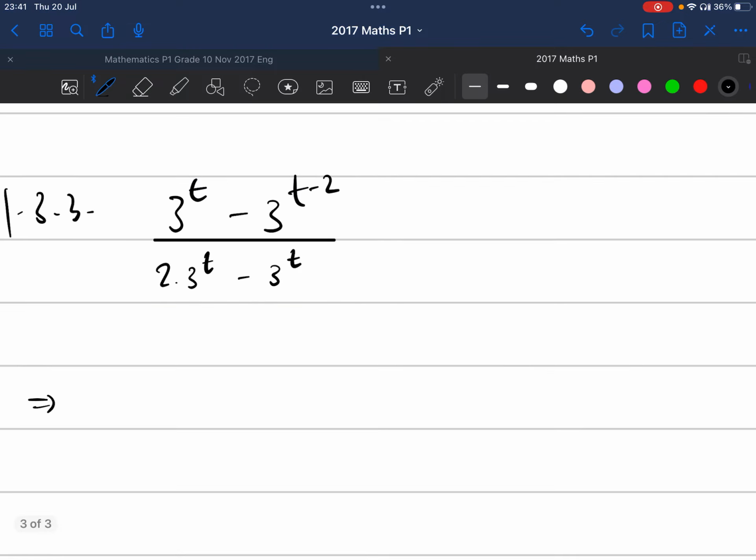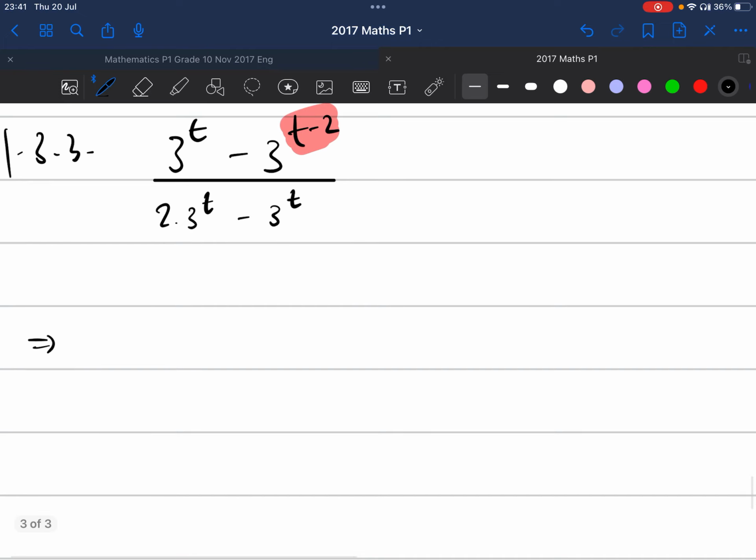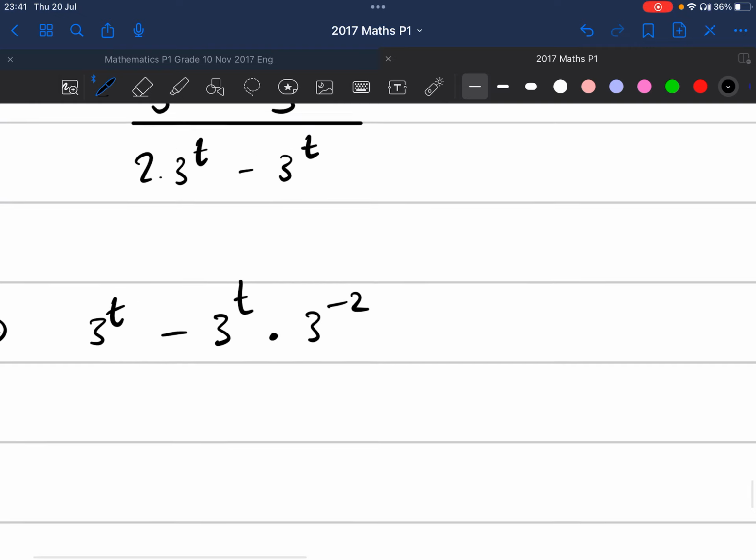So the first thing to do with questions like this is to identify ones that have these more complex exponents. Okay, so you can see there we have 2 terms in the exponent instead of 1. So let's write that first one down like normal, but then for the second one, we can now break this apart. So instead of writing 3 to the power of t minus 2, we'll have 3 to the power of t multiplied by 3 to the power of minus 2.